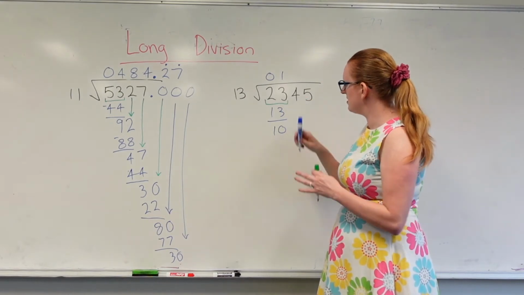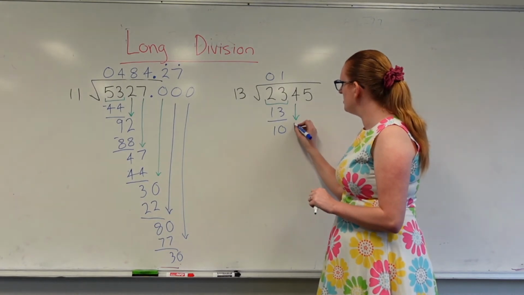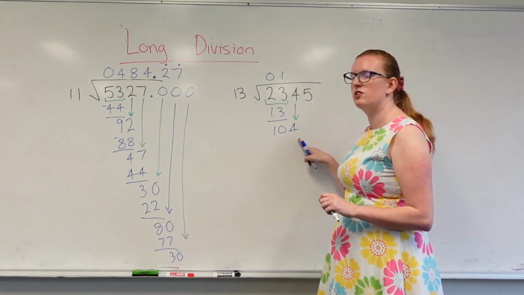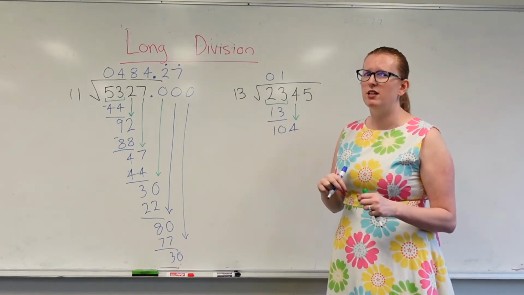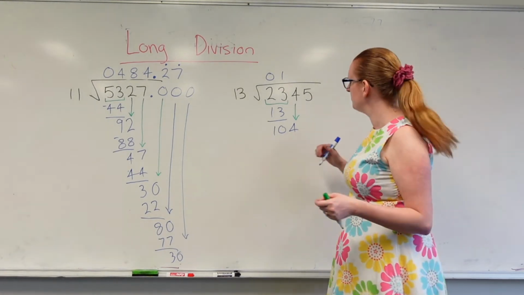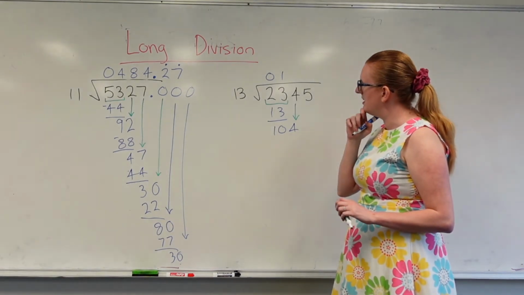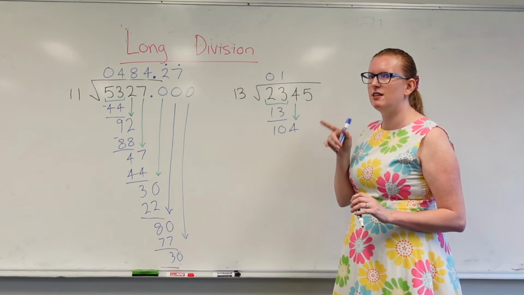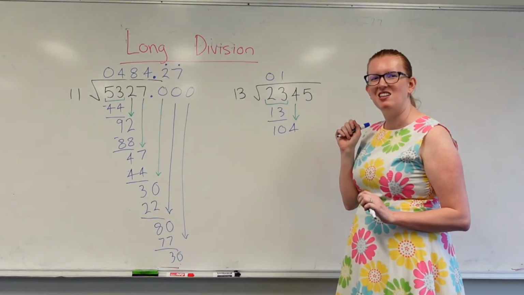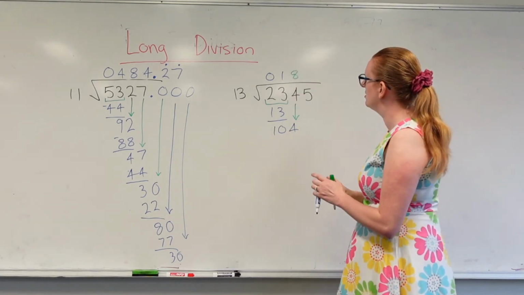Okay, so now what I'm going to do is bring down this next number. So now this will become 104. Okay, so how many 13s go into 104? It might take a bit of trial and error to figure this one out because I don't know my 13 times tables, do you? Okay, so I know 13 times 10 is going to be 130, so it'll have to be less than that. So let's try 8. I'm going to put it in green because I'm not 100% sure.